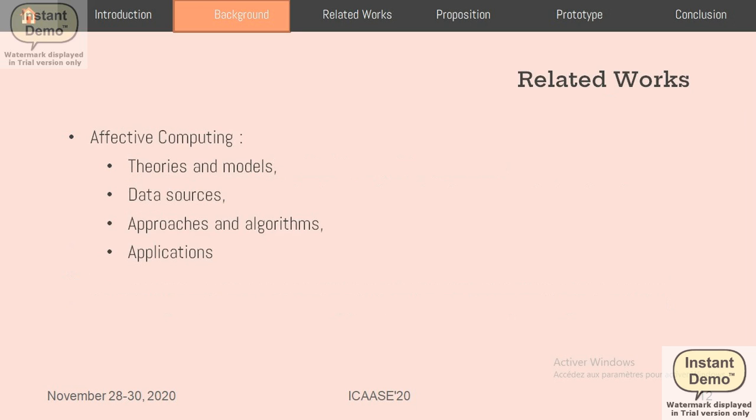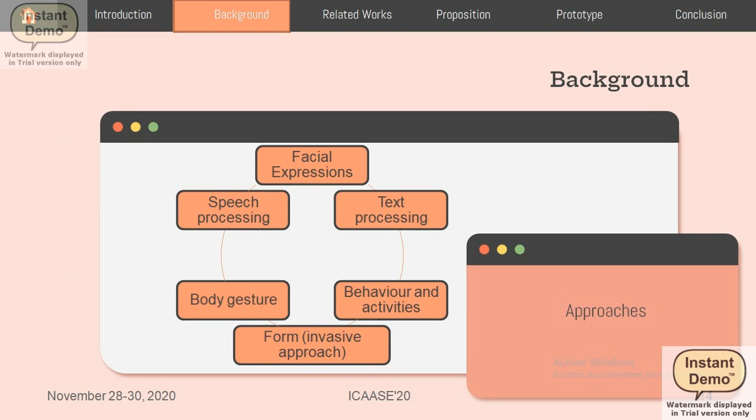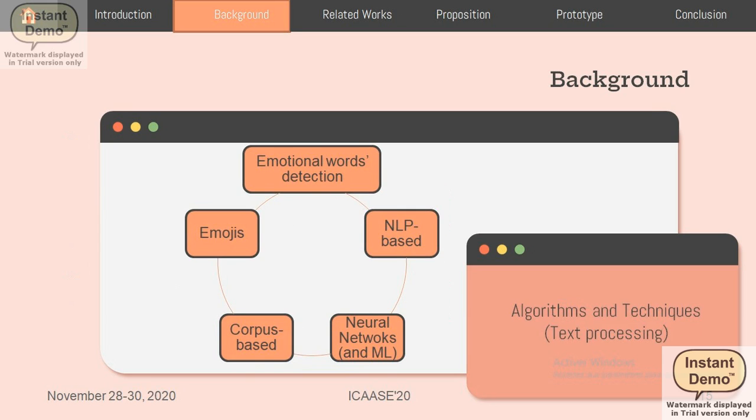Affective computing is a very rich field with several theories, data sources, approaches, and applications. Data sources can be emails, audio recordings, webcam input, social networks, and others. Approaches include speech processing, text processing, body gesture, and others. Every approach proposes different algorithms and techniques. Text processing, for example, can apply emotional word detection, NLP-based techniques, corpus-based techniques, and machine learning-based approaches.